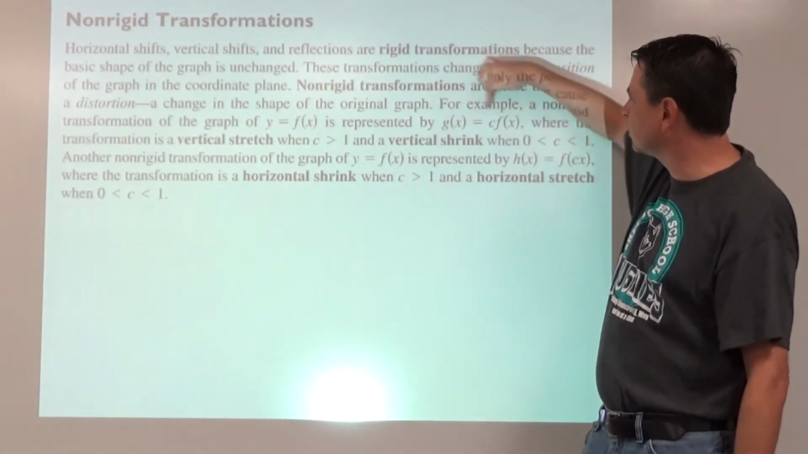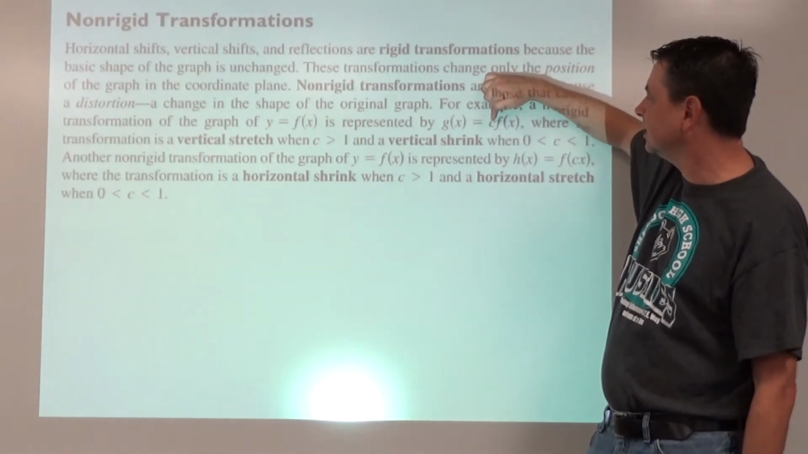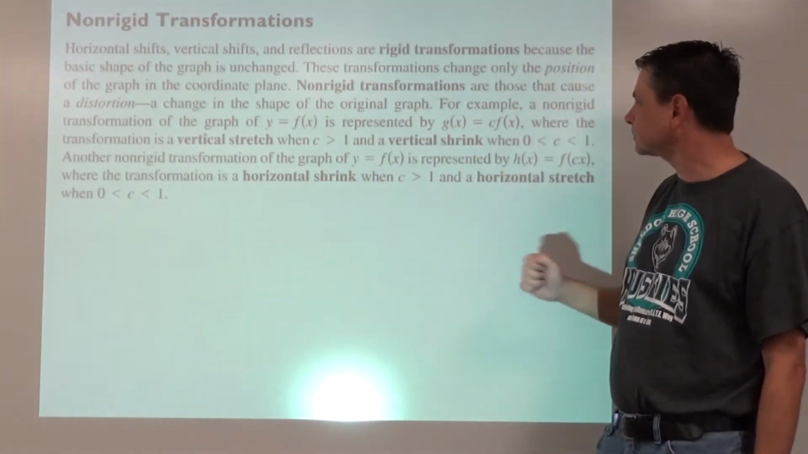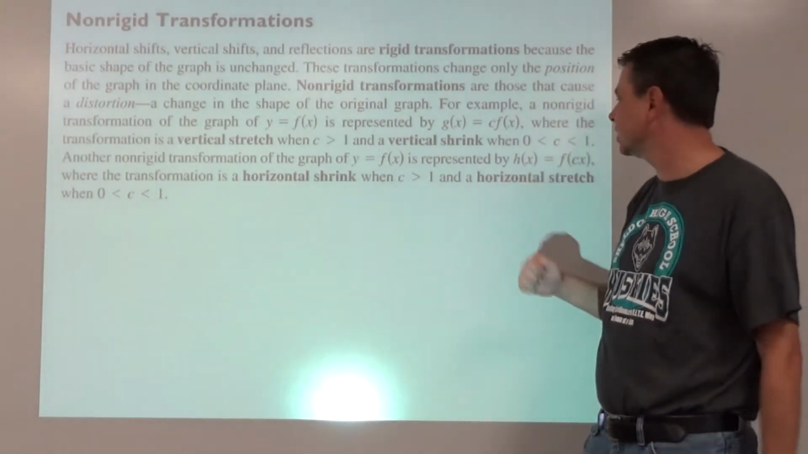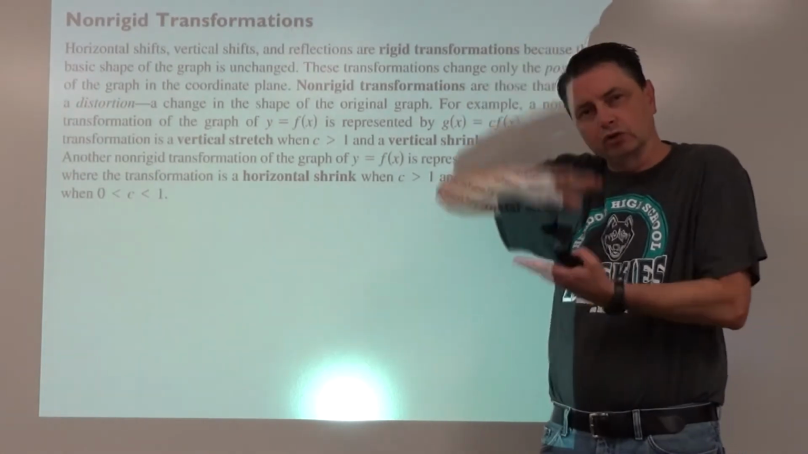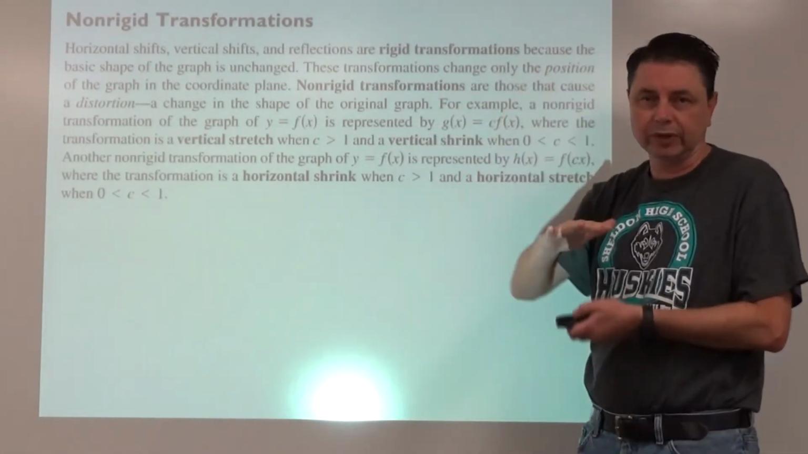So that happens when we multiply our function by a constant. If the constant is greater than 1, then it's going to be a vertical stretch. If it's between 0 and 1, it's going to be a vertical shrink or compress. But this book likes to use the term shrink.